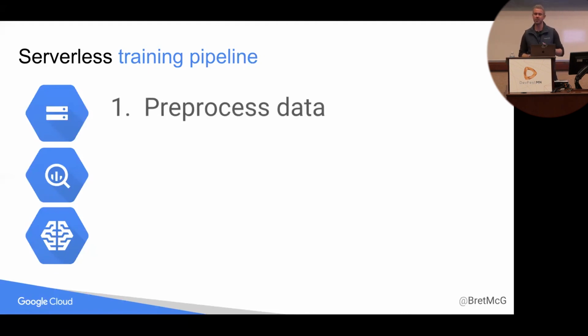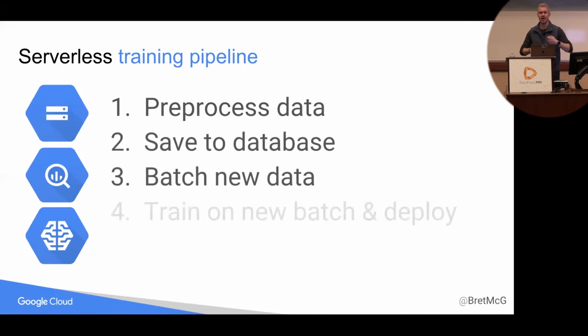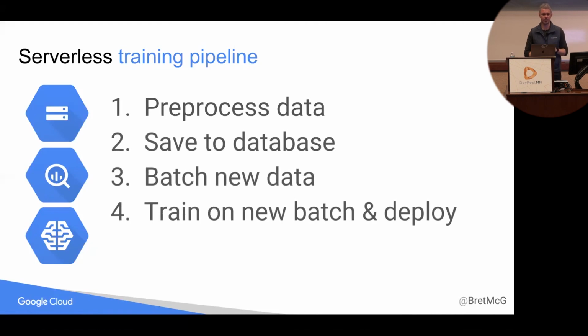So this is going to look familiar. This is the general steps to machine learning. First, we need to process the data. We need to save it to the database. We need to batch the new data, so just the 7s, 8s, and 9s, and then use that for training and then deploy that model. Let's dig a little bit deeper into what that looks like.